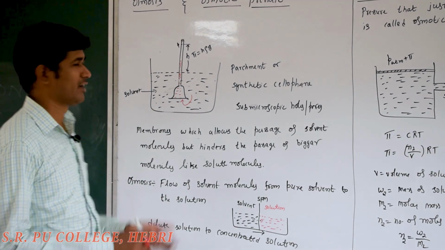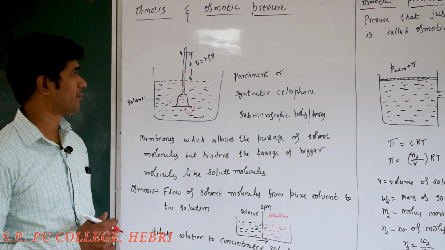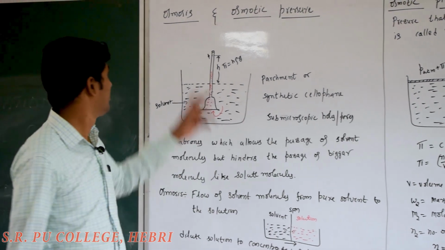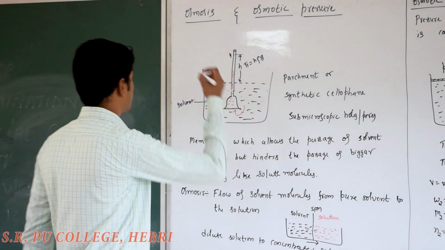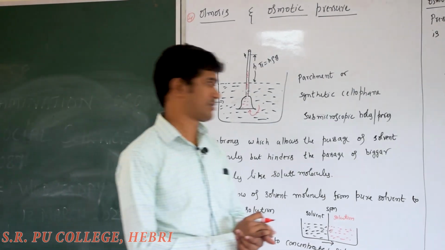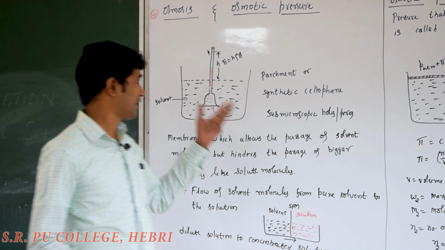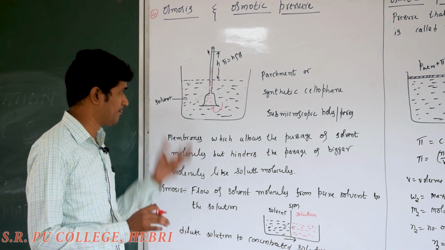In our previous video, we discussed two colligative properties, elevation in boiling point and depression of freezing point. The fourth colligative property is osmotic pressure. This osmotic pressure is related to osmosis, so let us see what osmosis is. You might have studied osmosis. I'll give you one example.